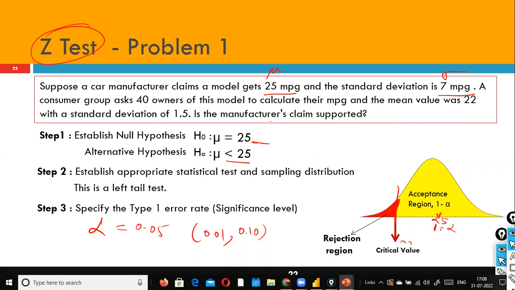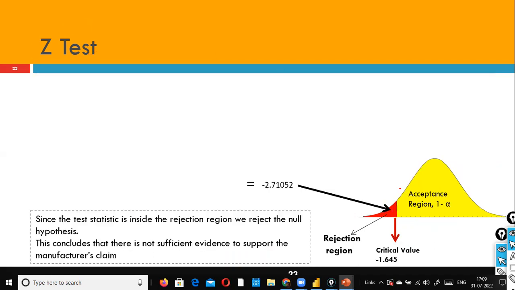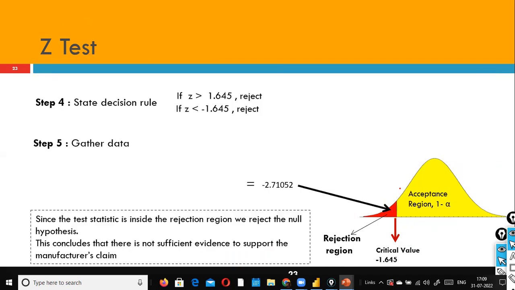So the total area is 1, but there is a chance that it can fall in the rejection region. For this rejection region, I'm going to say alpha is equal to 0.05. So it is a left tail test. And next one is the decision rule. I'm going to specify the decision rule. The z critical value is 1.645. In a right tail test, if z is greater than that, reject. In a left tail test, if it is less than the negative of this one, also reject.